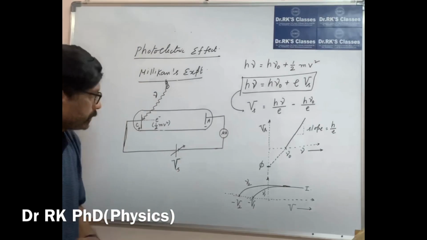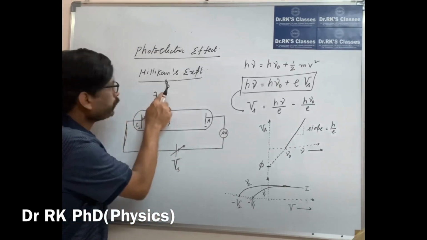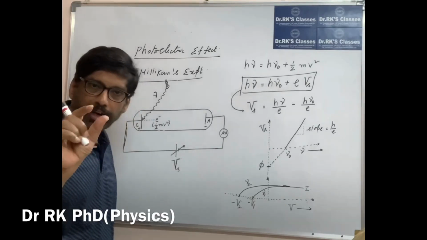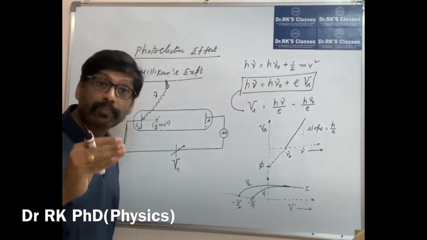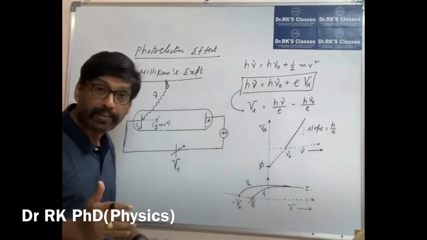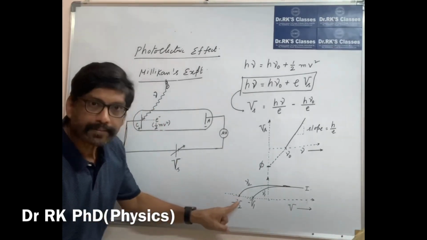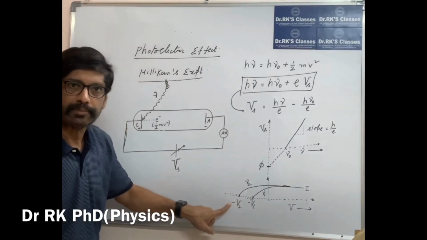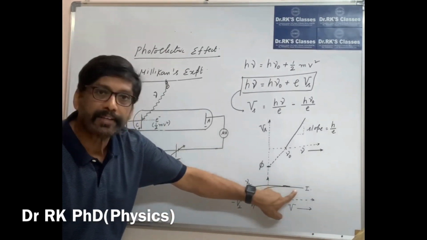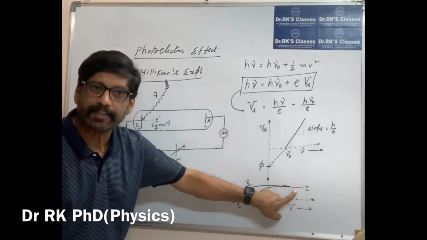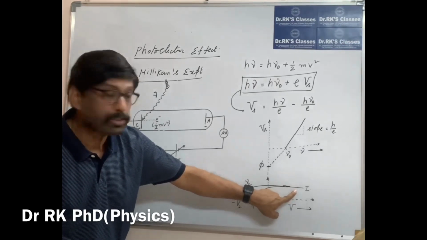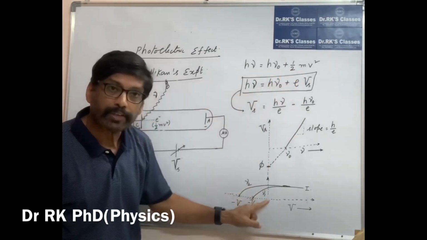The next thing is, if I use bulbs of the same intensity, 50 watt, one blue and the other red, the frequency changes. What I got is that if I change the frequency of the incident light, the stopping potentials change, but the saturation current is the same. So what does it indicate? It indicates that the stopping potential, or kinetic energy, depends on frequency.